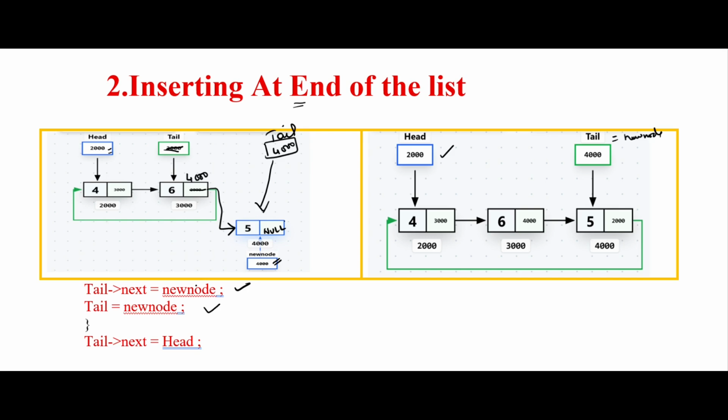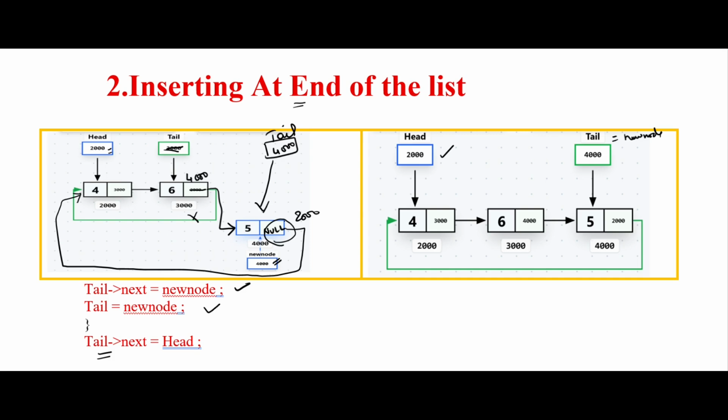These two steps are over. Last one, what is that? Tail's next equal to head. Who is tail now? This is tail. Its next is equal to head. What is the head value? 2000. So what will happen? It is pointing to the first one.